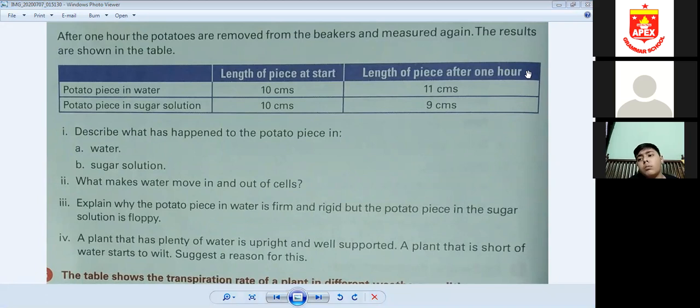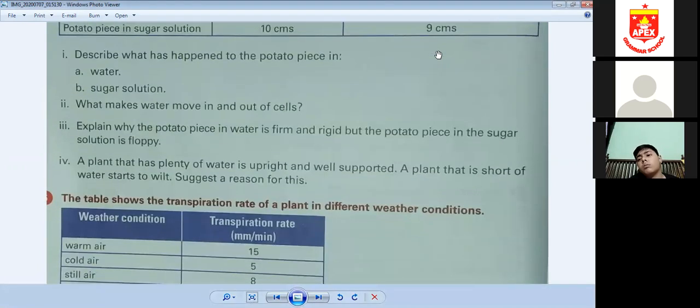So what is the difference between the two? The answer is that, as you all know, there was a greater concentration of water molecules outside the cells of the piece than inside when the piece was in plain water. Why does it become firm and rigid? Because the concentration of water molecules outside the potato piece, outside the cells, was very high compared to inside the cell. So water therefore moves into the cells by osmosis, making the chip firm and rigid, turgid.